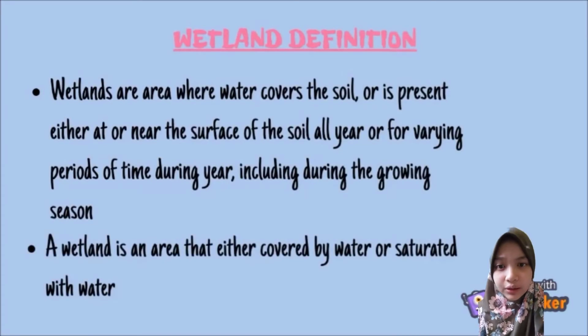What is the definition of wetlands? Wetlands are the areas where water covers the soil or is present at or near the surface of the soil all year or for varying periods during the year, including during the growing season. A wetland is also an area that is covered by water or saturated with water.